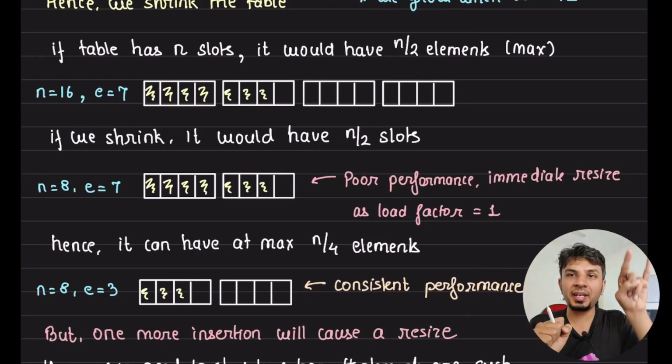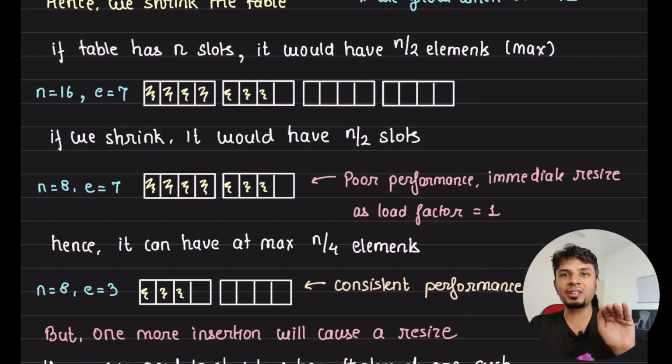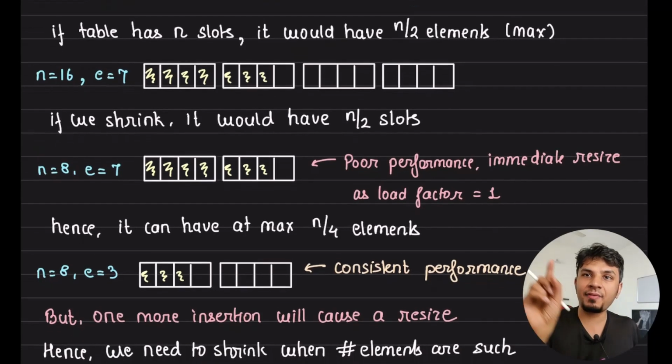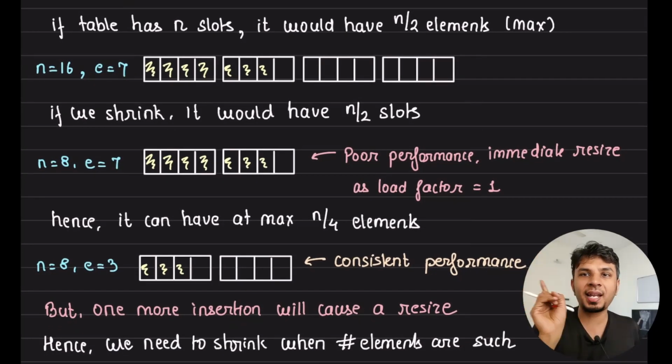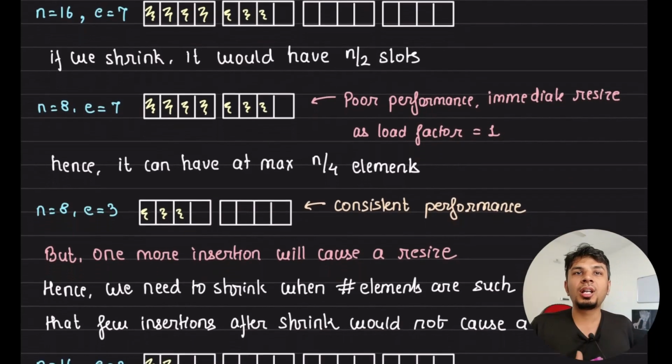So to fit 7 into this 8 slot, what would happen? This would lead to poor experience, because as soon as we do it, we would again have to trigger a resize, because now my load factor is close to 1, right? So which means that when I have slot 16 and element 7, I cannot trigger a shrink. So let's go a step back, right? So now what does this mean?